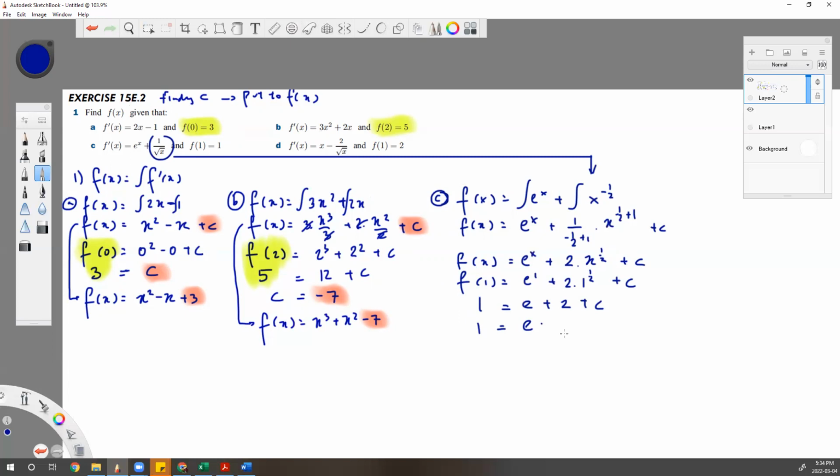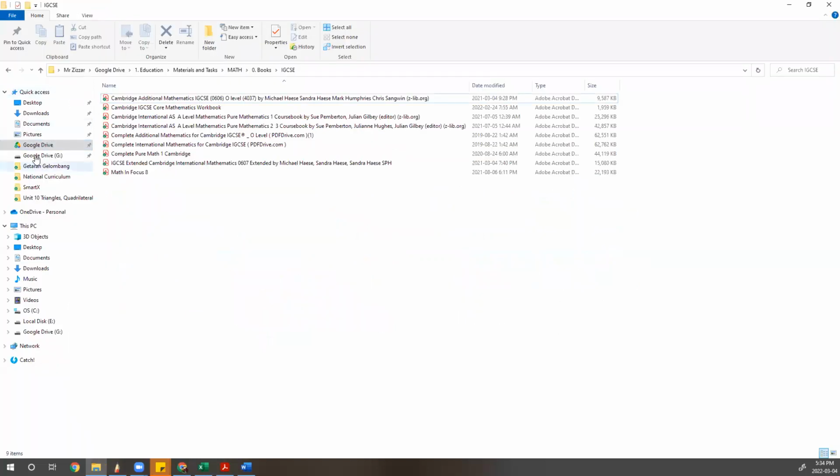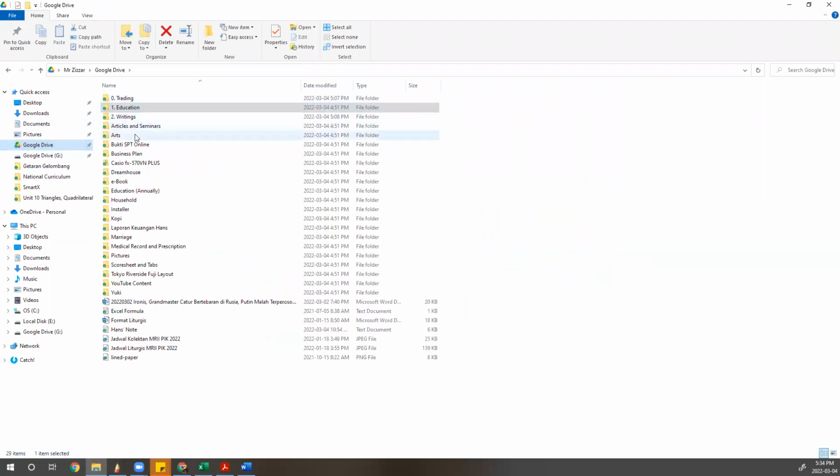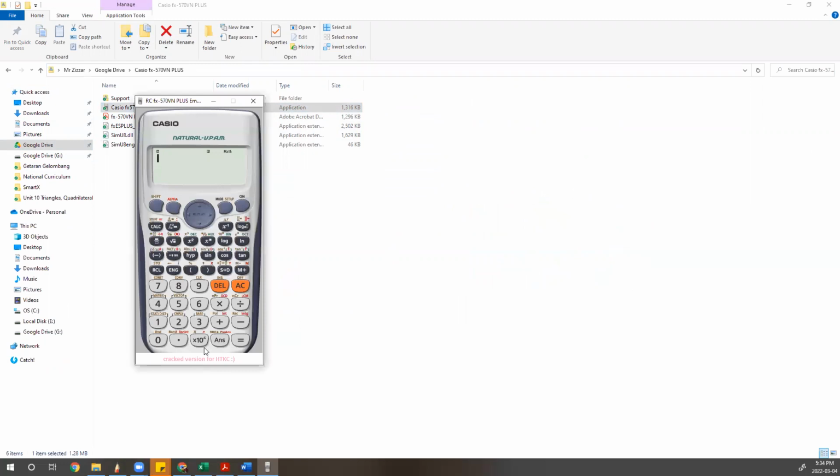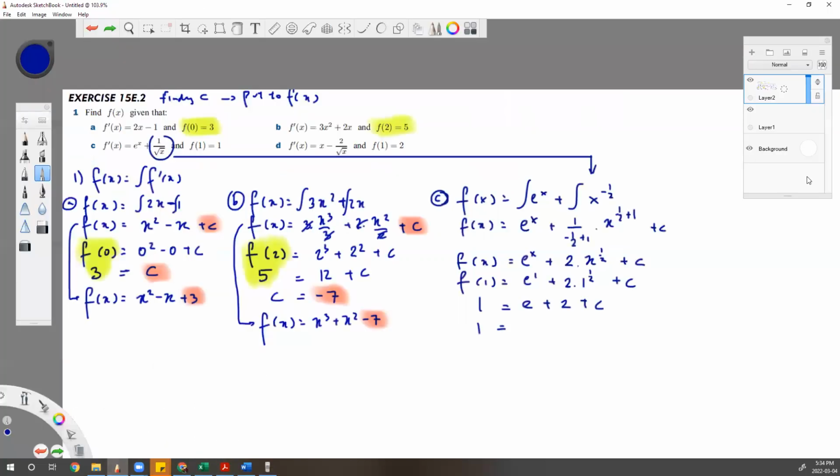So 1 equals e... wait, what is e? e is 2 point something, right? So you have to put it on the calculator. I need to find my calculator. So what is e then? Shift e. 2.72. Yeah, and just do the rounding. 2.72. So 4.72 plus c. So you can get c, negative 3.72, right?